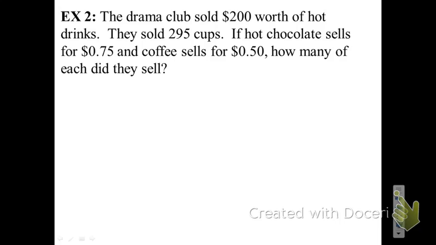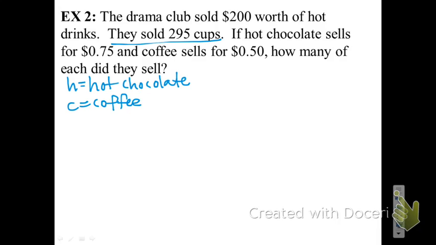Right, your last example says that the drama club sold $200 worth of hot drinks. They sold 295 cups. If hot chocolate sells for 75 cents and coffee sells for 50 cents, how many of each did they sell? So when you're given a problem like this, the first thing that you're going to want to do is to find your variables. So I'm going to say H equals hot chocolate, and C represents the coffee. And then I'm going to use this one right here. They sold 295 cups. So if I add my cups together, I should have 295 total.